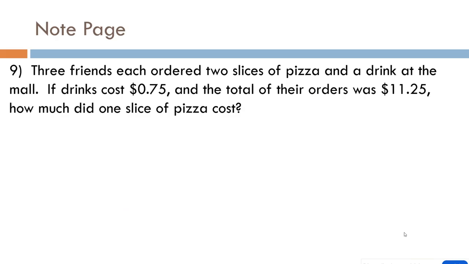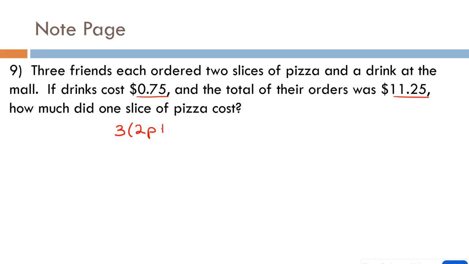Let's take a look at one word problem and see how we're going to set that up. So we start out with 3 friends, each ordered 2 slices of pizza and a drink at the mall. The drink cost 75 cents. The total of the order was $11.25. How much did 1 slice of pizza cost? So first of all, I have 3 friends and they all ordered the same thing. So it's 3 times whatever they ordered. They ordered 2 slices of pizza, but I don't know how much each pizza is, so they ordered 2 times P. Let's let P be the cost of the slice of pizza.